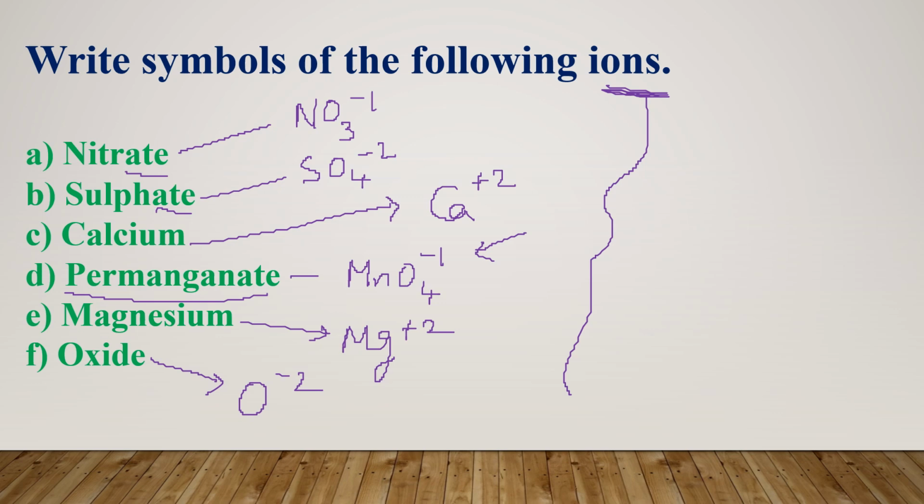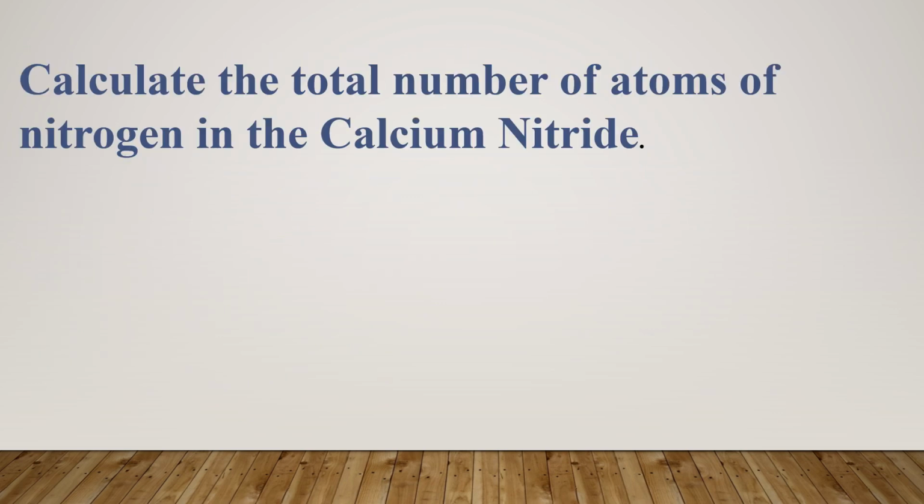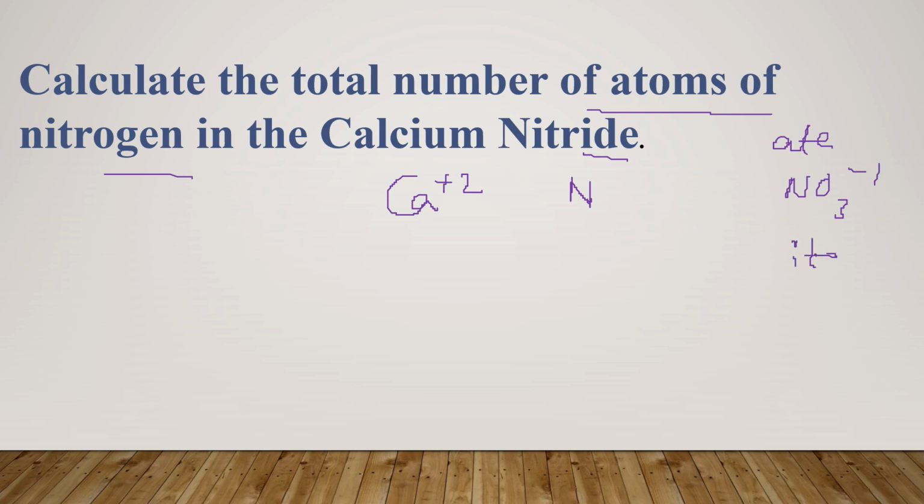So anyway, next question: calculate the total number of atoms of nitrogen present. So he is asking how many nitrogen atoms. First we will write the formula. Calcium, just now I told you, is Ca plus 2. Nitrate is NO3 minus 1. Nitrite, NITE, we can write as NO2 minus 1. Nitride, NIDE, we have to write as N minus 3.